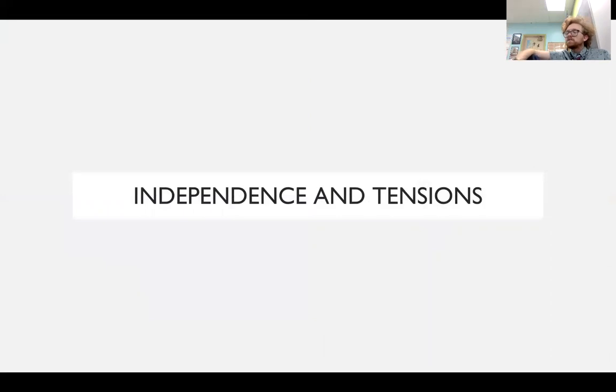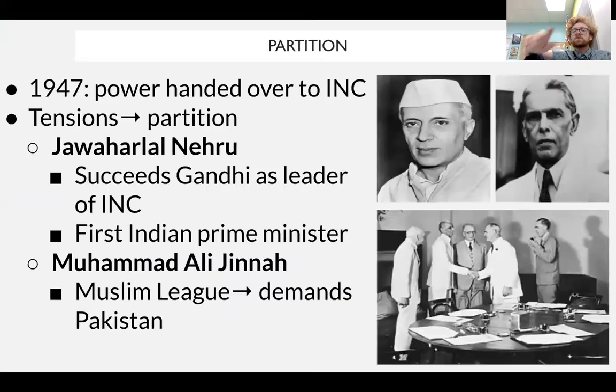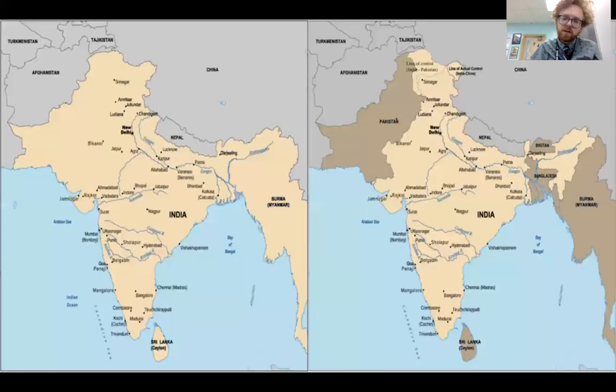However, independence is not going to alleviate any of these tensions, or at least some of them. And we're going to look at that right now, especially with the partition of India. And remember, colonial India looks like this image on the left right here. India is a huge subcontinent. It's not exactly a continent, but it's pretty big. So we have a huge colony that the British have. But as we're going to see in a second, India is going to be partitioned or divided into different sections.